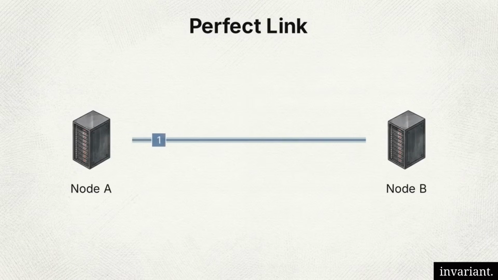A perfect link is a theoretical step up. It provides reliable delivery, guaranteeing that every message sent by a functioning process will eventually be delivered exactly once, utilizing acknowledgements and deduplication to prevent infinite retry loops.